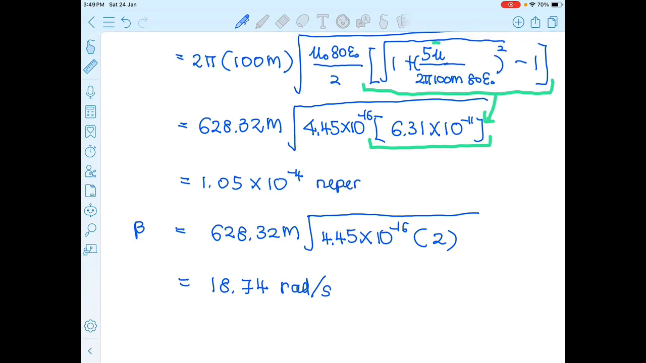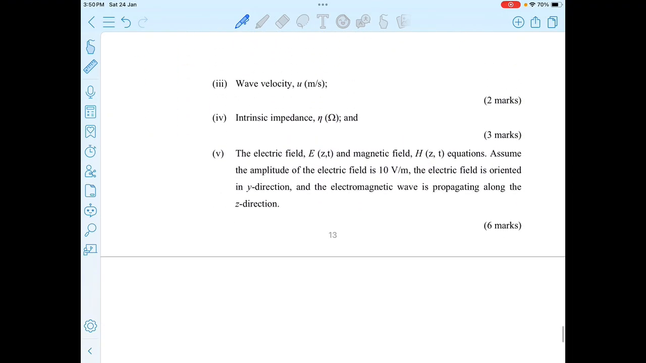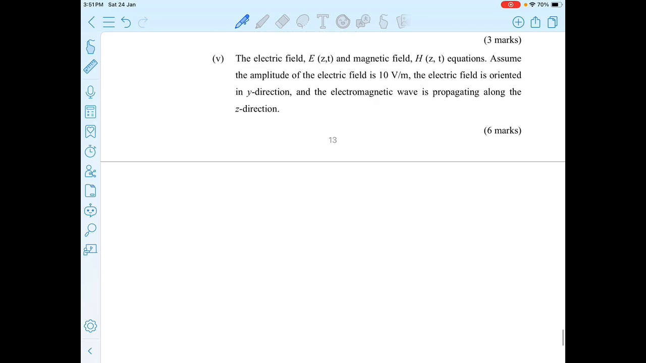Okay, right, so this is your beta. Sorry, this one should be per meter, and this one is also per meter. So alpha and beta. Then question number 3 is the wave velocity, u. The wave velocity u equals omega over beta.